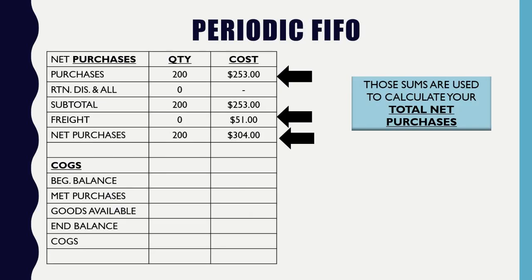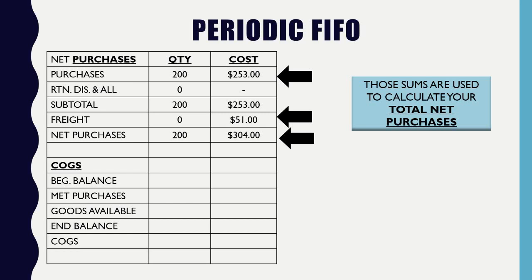So as you can see, my purchases, right? I purchased 200 toys, okay, at a total of 253. That's my purchase price right there, okay? We will talk about returns and allowances next week. But in this case, I don't have any returns or any allowances, right? And then the next section here is going to be my subtotal, which we know, right? That's just given if you had a return or not.